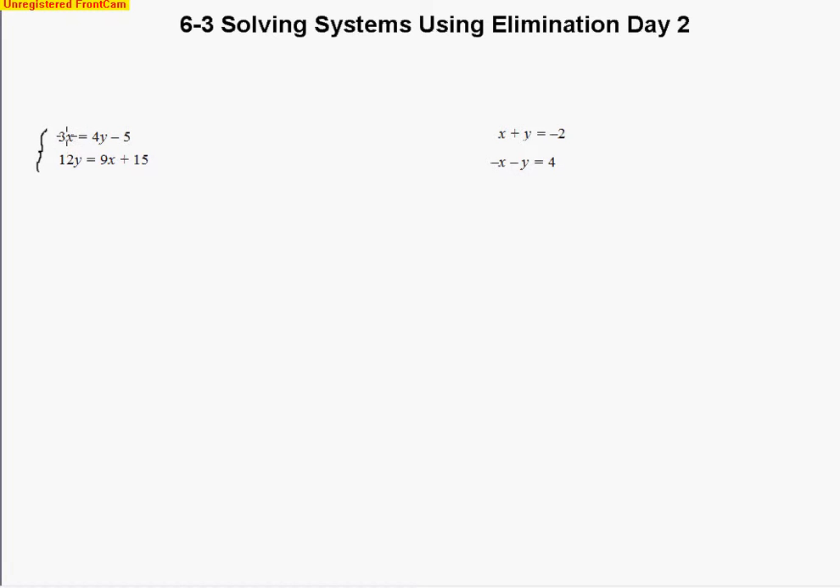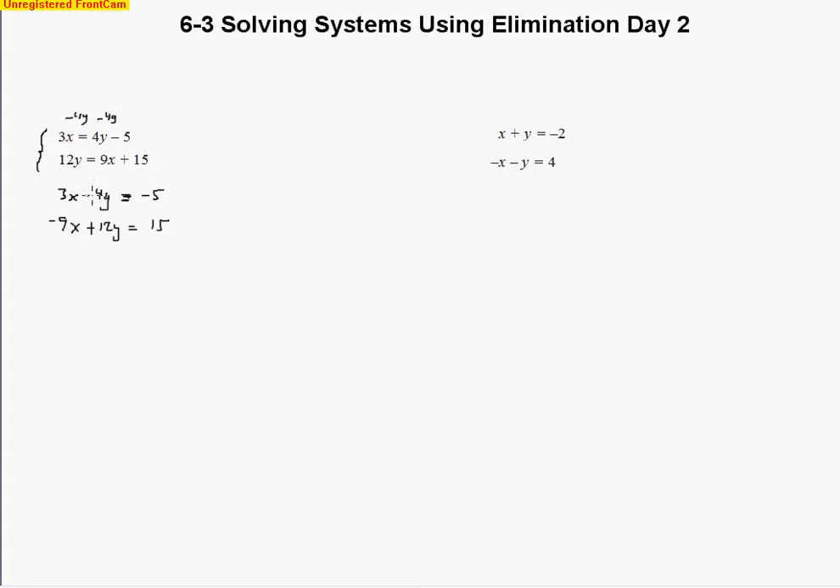I see that we don't have the x's and y's lined up. So I need to make it so all the x's and y's are lined up. What I'm going to do is take away the 4y from both sides, and move the y's and x's to the other side so that it's in standard form. So I see 3x minus 4y equals negative 5. And then I'll do the same thing here. I'll move the 9x over, so it's going to be negative 9x plus 12y equals 15.